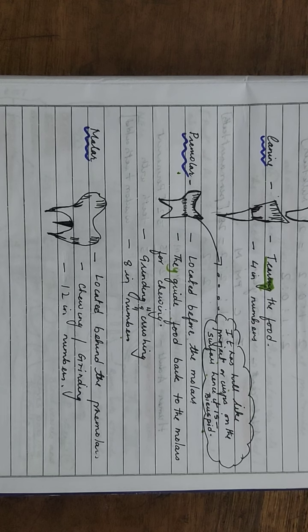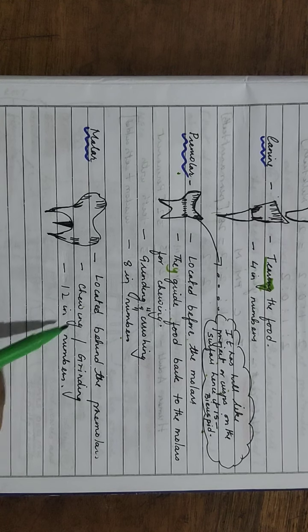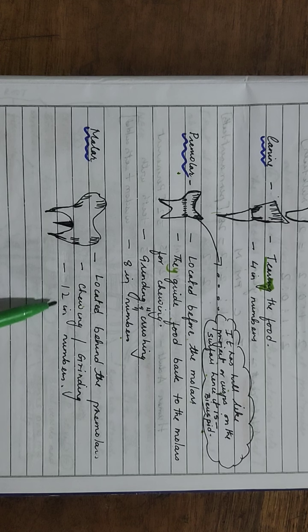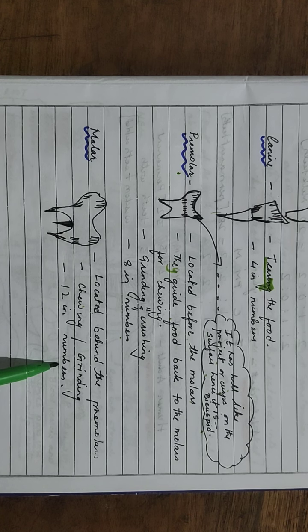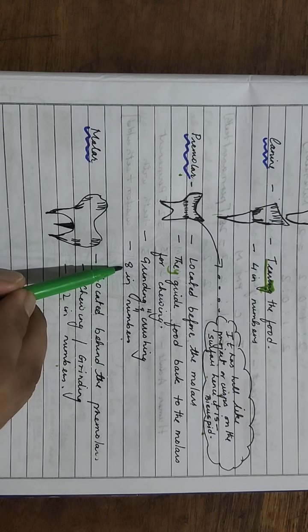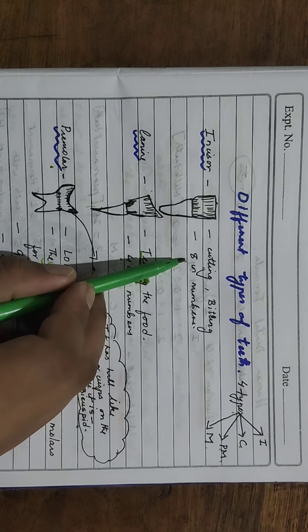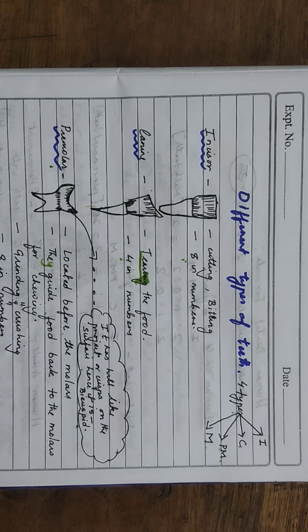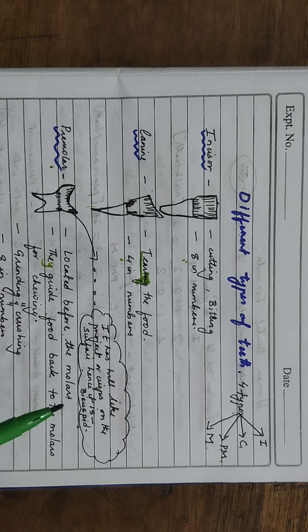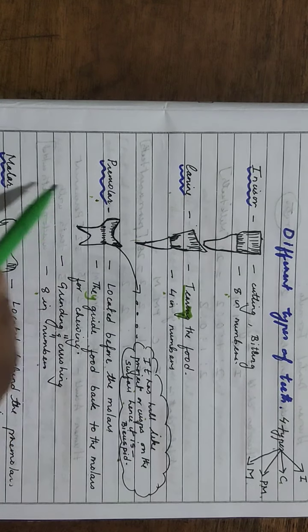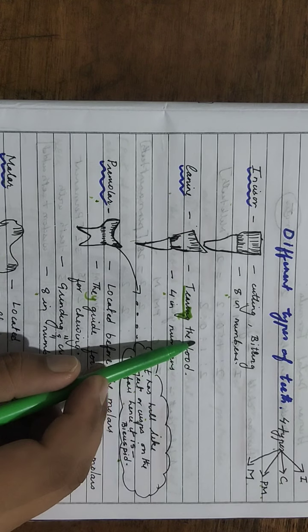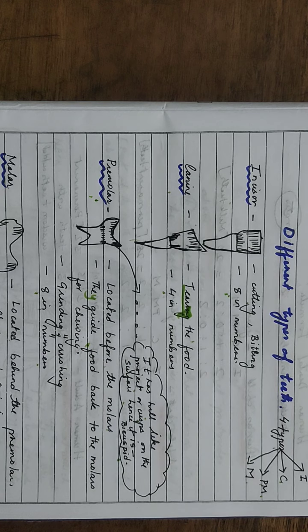Now next is the molar. Located behind the premolars, it helps in chewing and grinding, and there are 12 in number. 12 plus 8 is 20, then we have 4, that is 24, and 8, that is 32. We have 32 teeth, including the wisdom teeth. So the different types of teeth are incisors, canines, premolars, and molars. Just remember the functions. Simple.